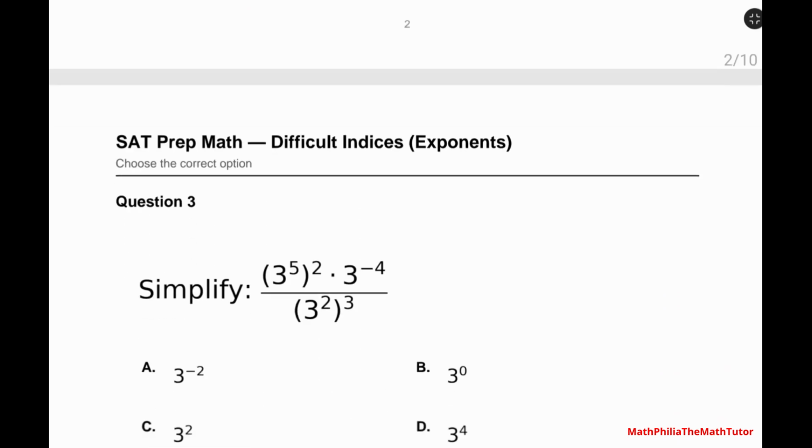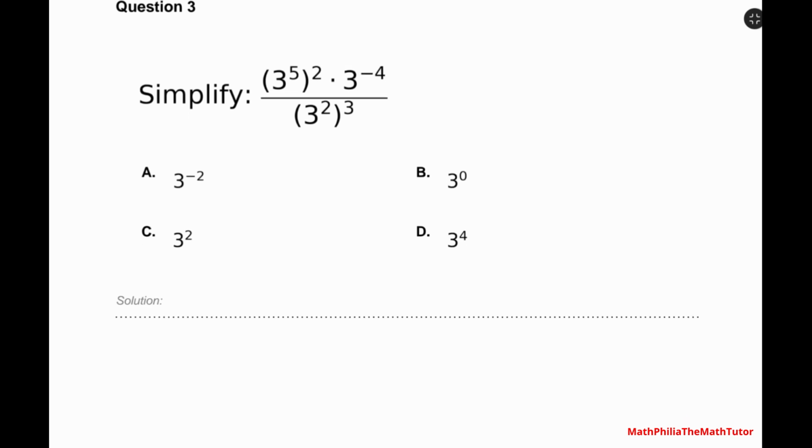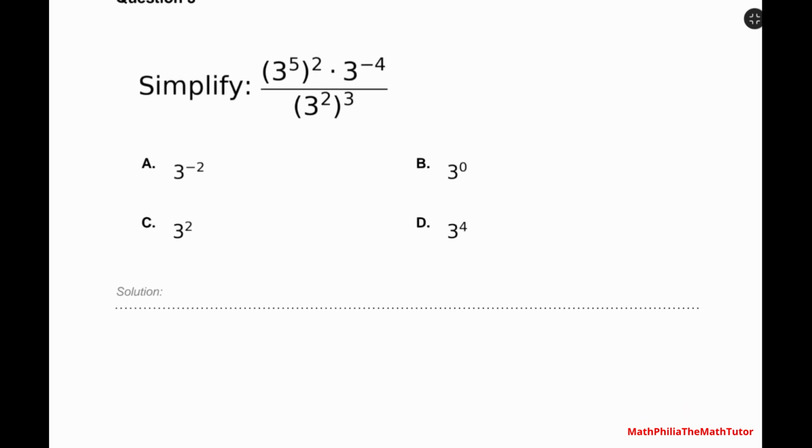Let's move to question number 3. Question number 3 is about simplification of indices. Then we have 3 raised to the power of 5, bracket open and close, raised to the power of 2, multiplied by 3 raised to the power of negative 4 divided by 3 squared, also bracket close, to the power of 3.